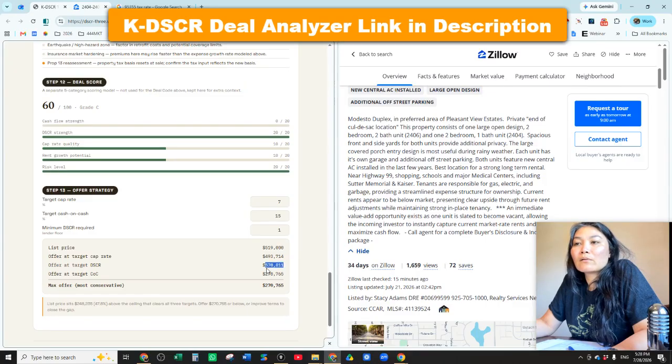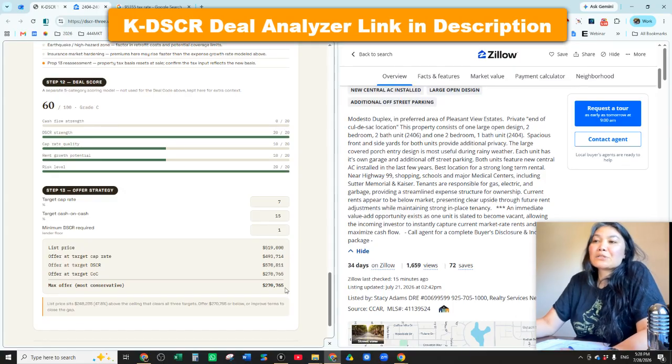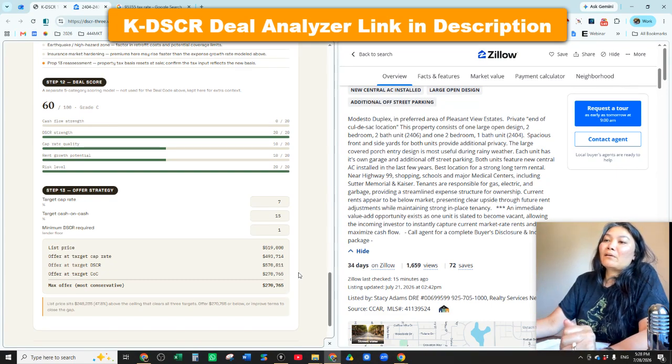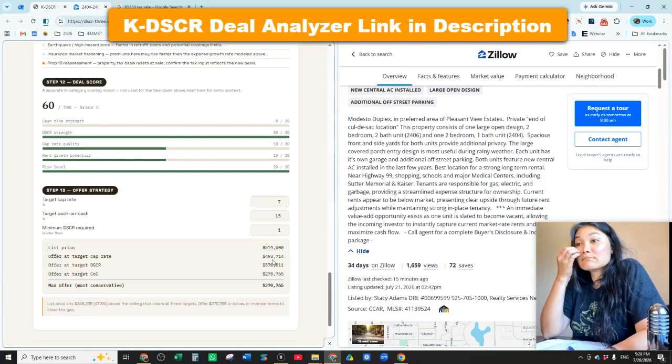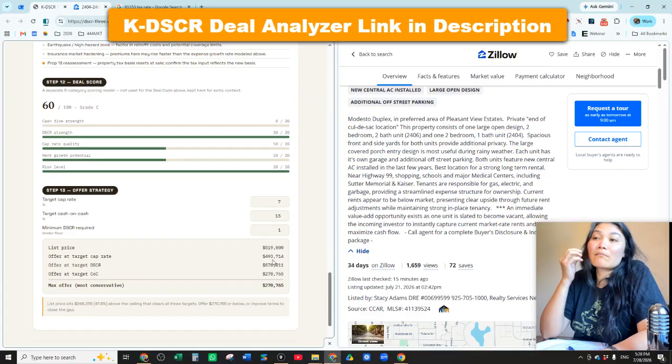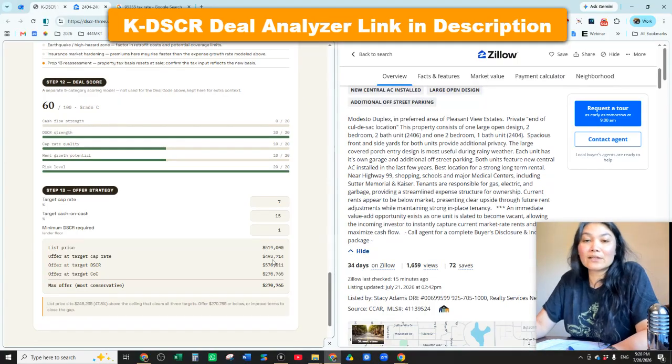By DSCR, you can go all the way up to 570. Conservatively, by cash on cash, 270. So my offer is probably going to fall somewhere between 475 and maybe not crossing 500. Well, that's the starting point, let's say.